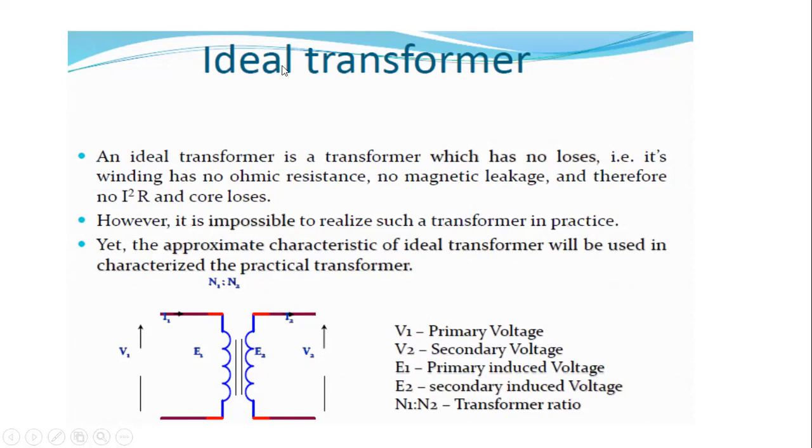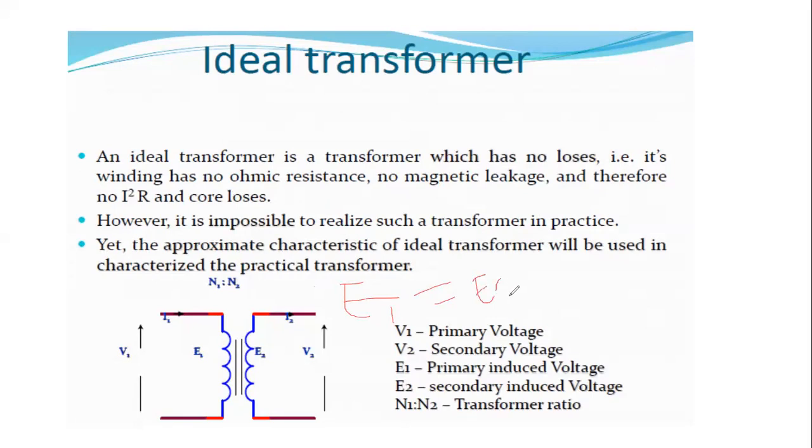But in the case of an ideal transformer, there are no leakages in the core or the windings, and no I square R losses in the core or the windings. That's why E1 is equal to E2. In the case of an ideal transformer, ideal means perfect, that means no losses. In the case of an ideal transformer, E1 is equal to E2.